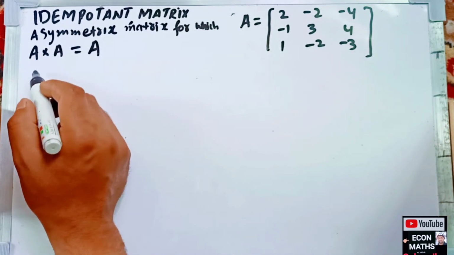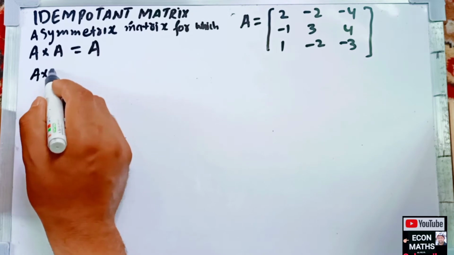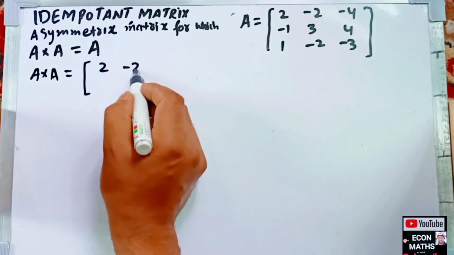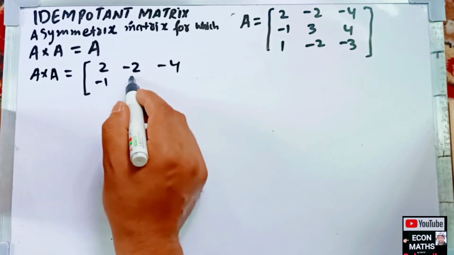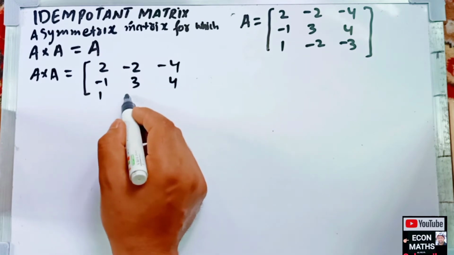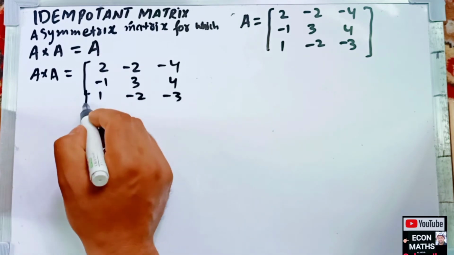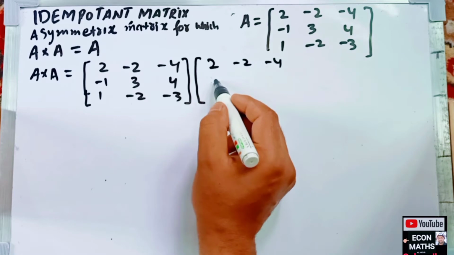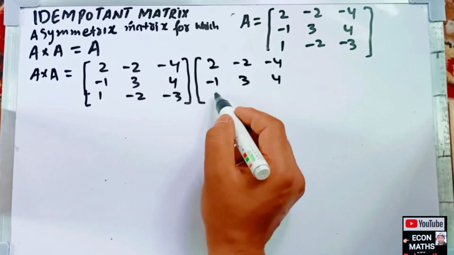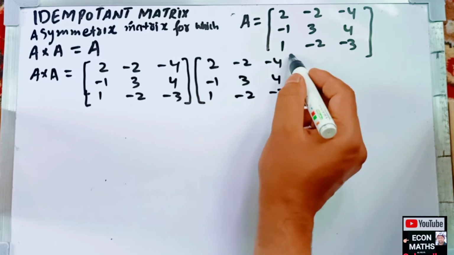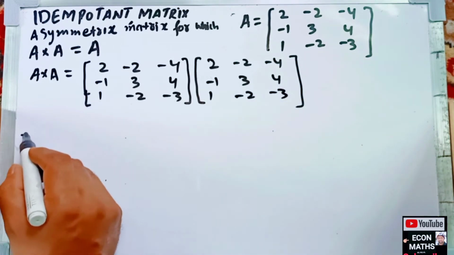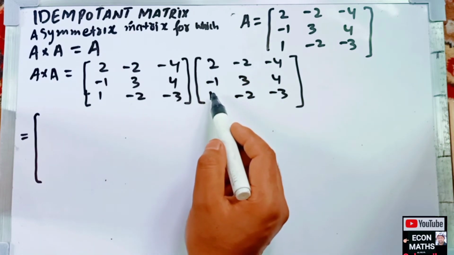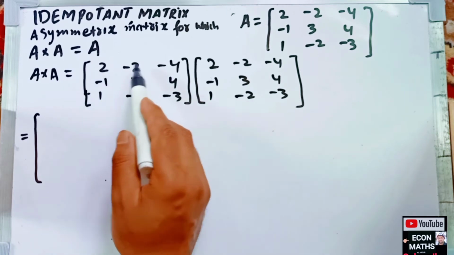So this is a symmetric matrix. Now multiplying the symmetric matrix, that is A into A, means multiplying this by itself, that is 2, minus 2, minus 4; minus 1, 3, 4; 1, minus 2 and minus 3. Now multiplying it by itself. As we know the multiplication rule, we take the first row and multiply it by the first column, that is this row and this column.